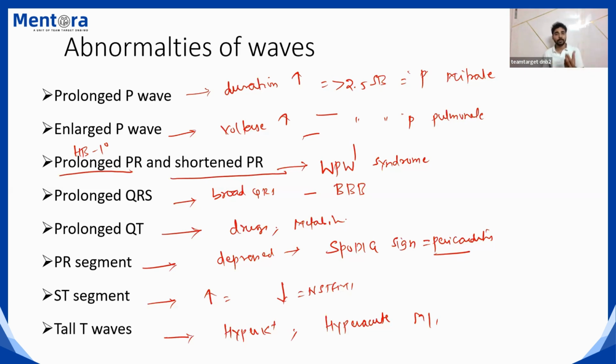Then you see each wave. So the P wave you have taken: is it enlarged or prolonged? If it is enlarged, it is P mitral. If it is prolonged, it is P pulmonale. Keep it aside. Then you take the PR interval.